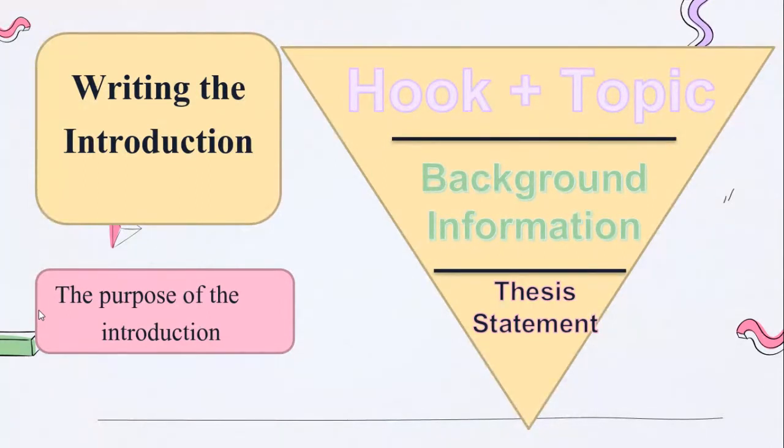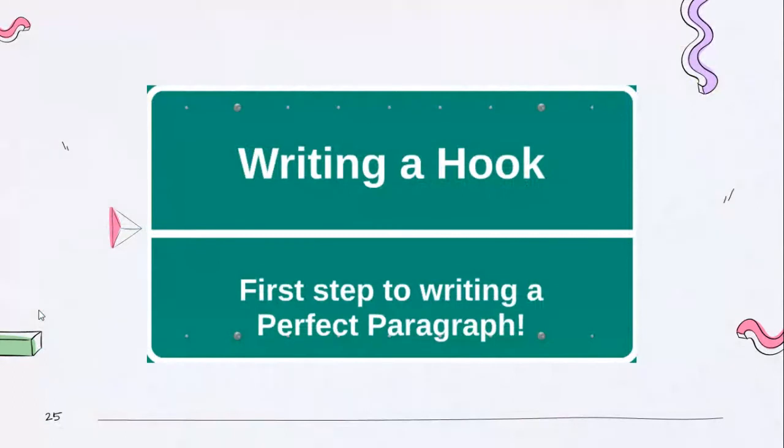To make it simple, we use the inverted triangle. So we have the hook, topic, background information, and thesis. These are the components of the introductory paragraph. To get your audience interested in reading your essay, make the first part of your introduction intriguing. The best way to do it is by using attention-grabbing essay hooks.